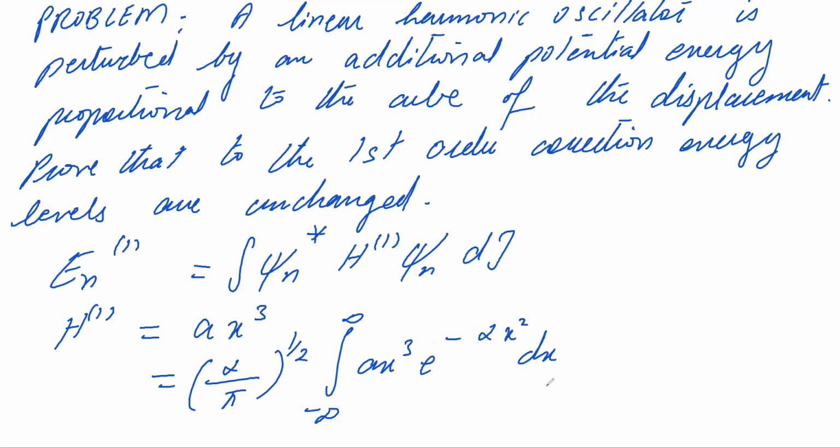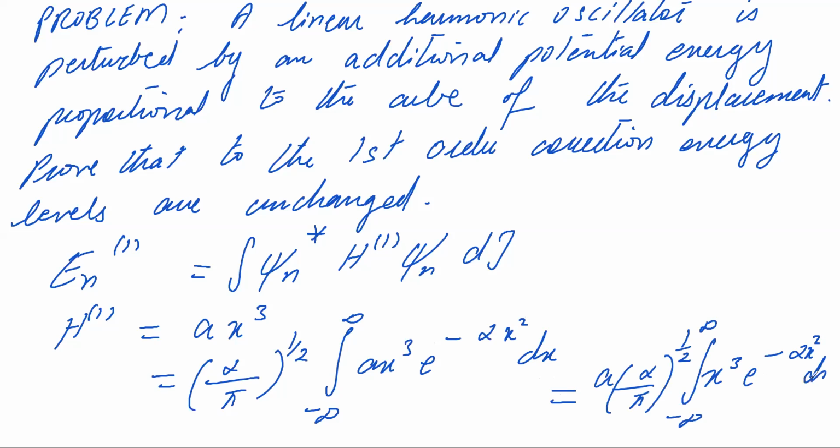E raised to minus alpha x squared dx. And this is equal to a into alpha over pi raised to half integral minus infinity to infinity x cube e raised to minus alpha x squared dx.